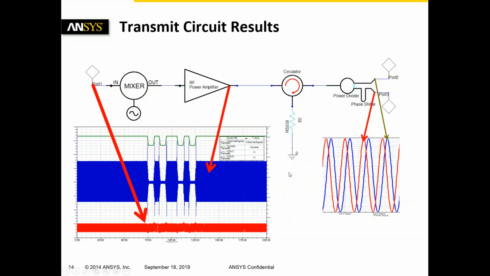And then we can do a transient simulation. The transmit circuit results can be plotted out at different locations on the circuitry, right after the port, right after the power amplifier, or right after the power divider, the phase shifter.